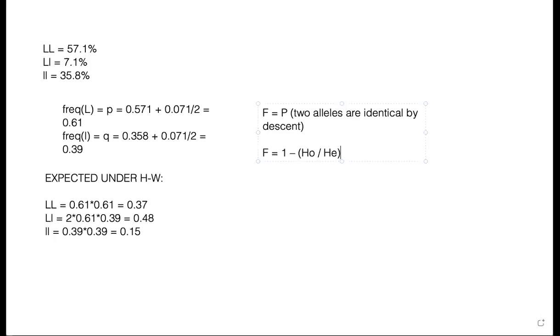The more inbreeding is going on, the smaller observed heterozygosity gets relative to expected heterozygosity, and the smaller that fraction gets, and the larger 1 minus that fraction gets. So to calculate that here, that's equal to 1 minus 0.071, that's the observed heterozygosity, divided by 0.48, that's the expected heterozygosity.